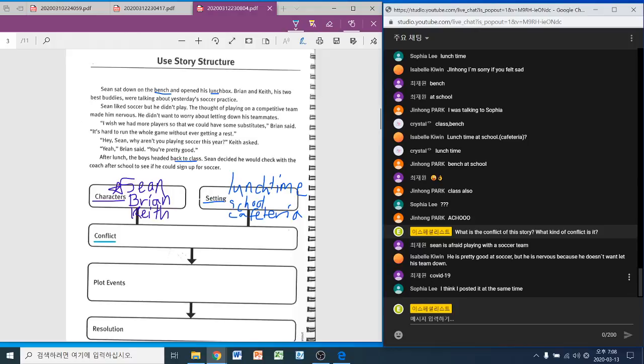Sunjay says, COVID-19. Yes, Sean is sitting down at the bench and opened his lunchbox. Brian and Keith, his best buddies, were coughing into his lunchbox. They have a sore, dry throat, and there is currently the COVID-19 novel coronavirus in their school. So Sean's major conflict here is that he thinks that he is sick. He wants to quarantine his friends and make them go to the hospital, but they don't want to go to the hospital. No, that is not the problem.